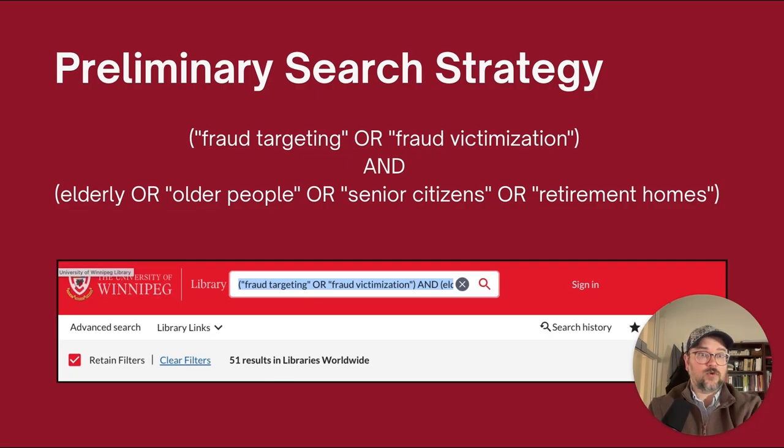Yeah, so this is how I developed my preliminary search strategy, is picking out these different elements. So I had fraud targeting or fraud victimization as my large category of criminal activity, and elderly or older people or senior citizens or retirement homes. Now, these were my choices. This is how I chose to develop this topic.